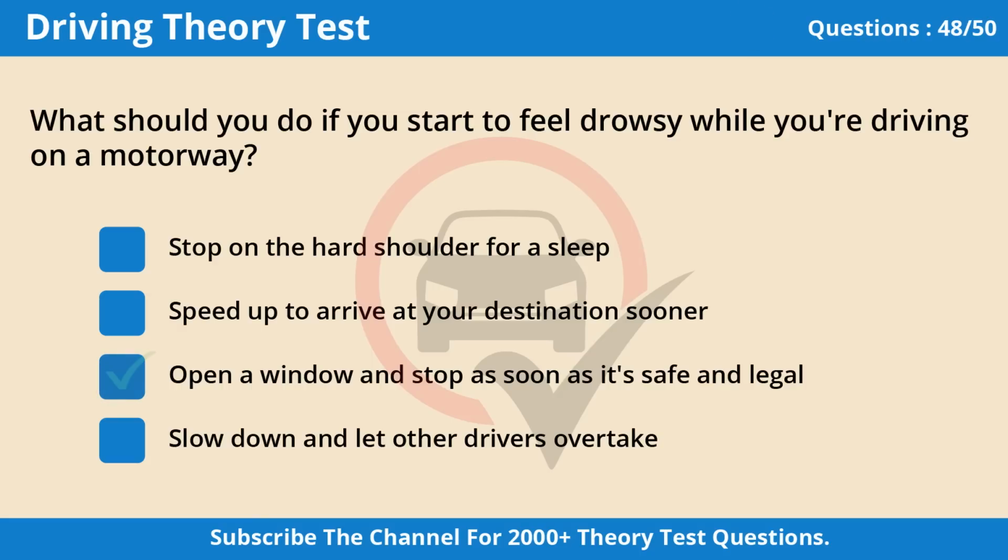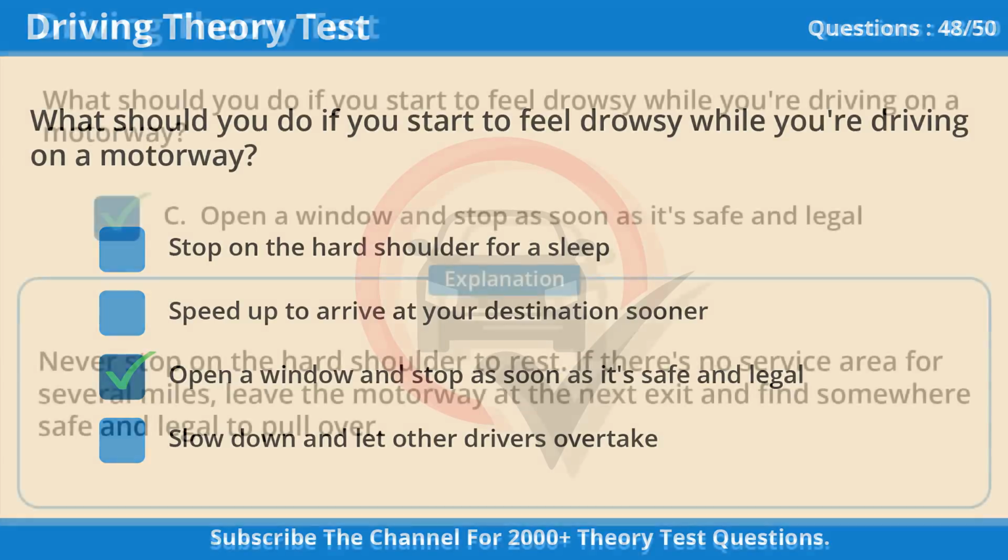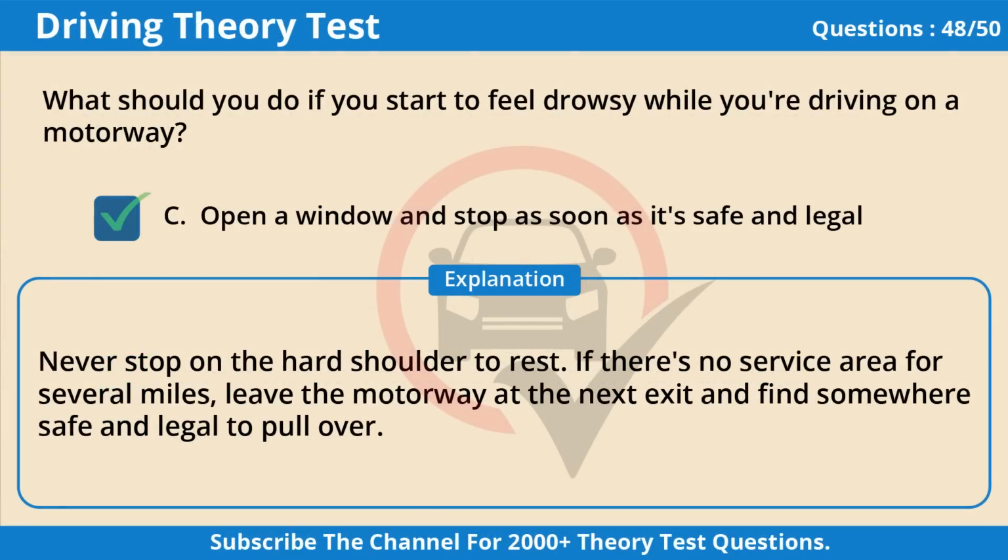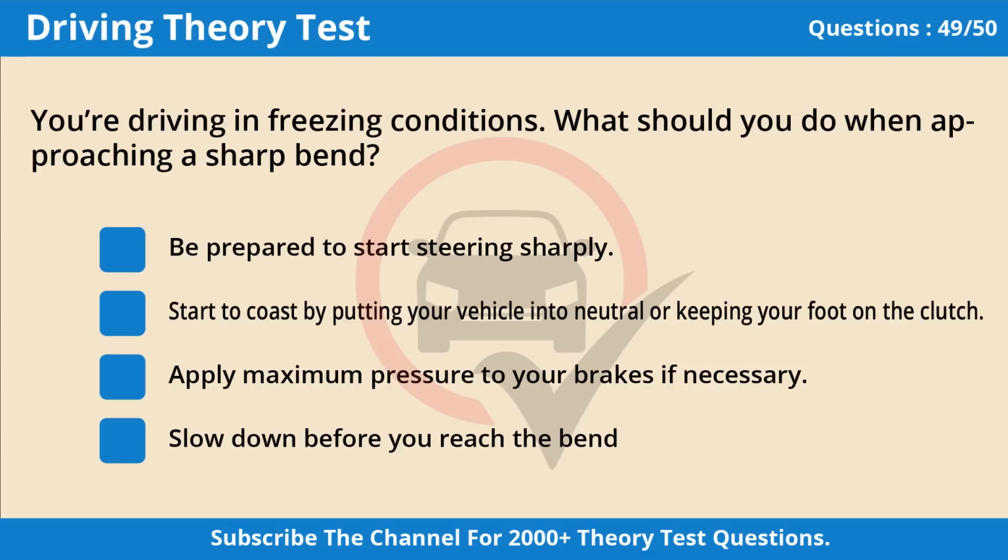C. Open a window and stop as soon as it's safe and legal. Never stop on the hard shoulder to rest. If there's no service area for several miles, leave the motorway at the next exit and find somewhere safe and legal to pull over.